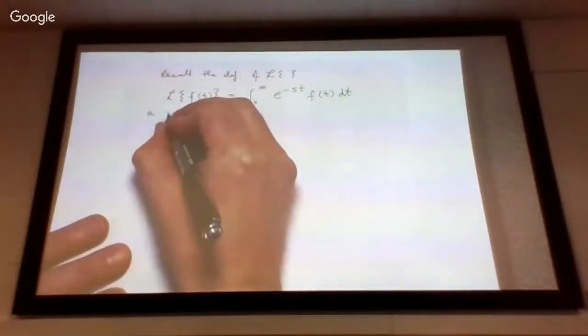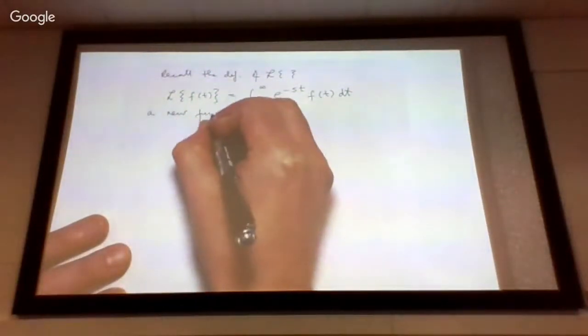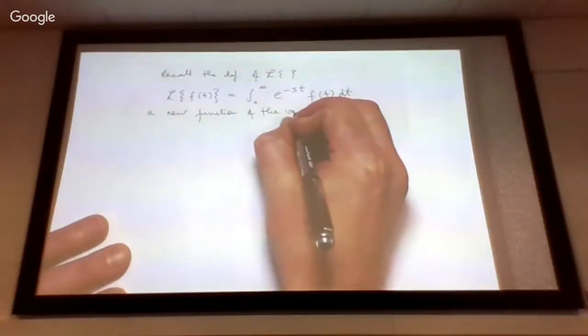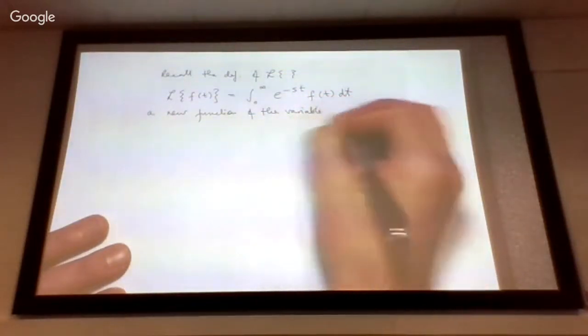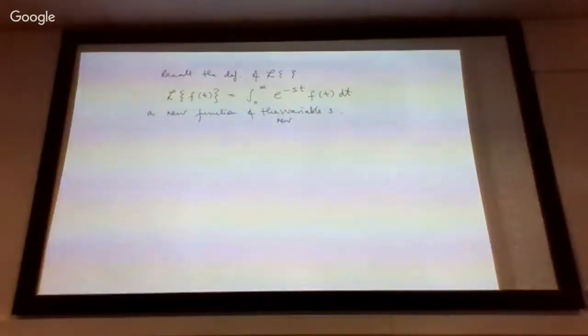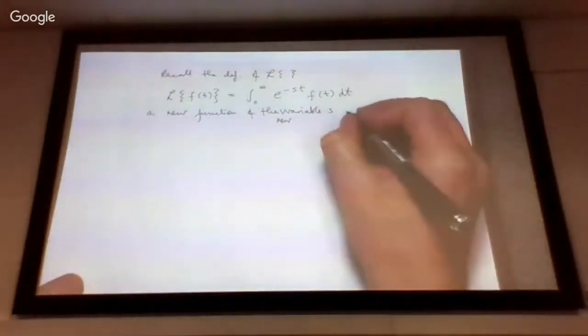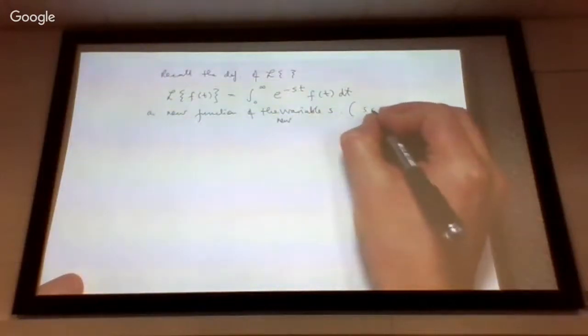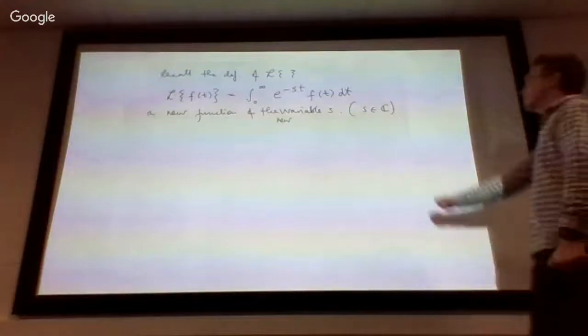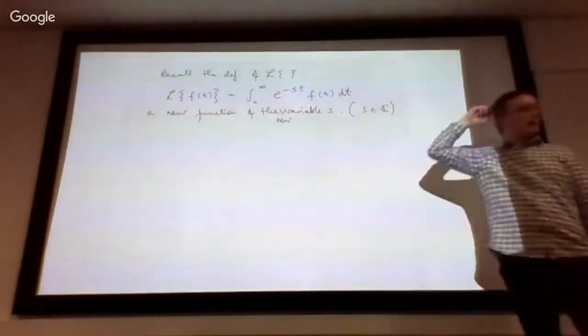So this is a new function of the variable s, of the new variable s. Formally, although it won't have that much consequence for us, this new variable can be any complex value.